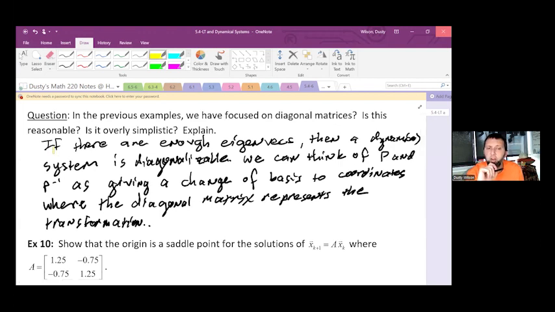So if there are enough eigenvectors, then a dynamical system is diagonalizable. We can think of P and P inverse as giving a change of basis to coordinates where the diagonal matrix represents the transformation. In short, it is reasonable to try to understand these things by just looking at diagonal matrices, because all of the types of systems we're looking at are diagonalizable.